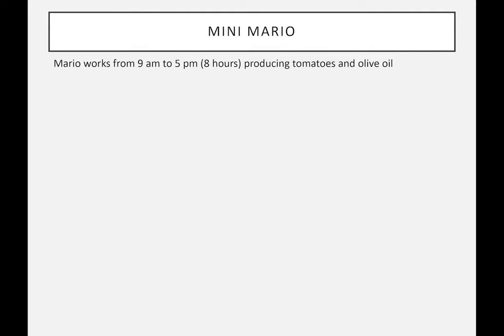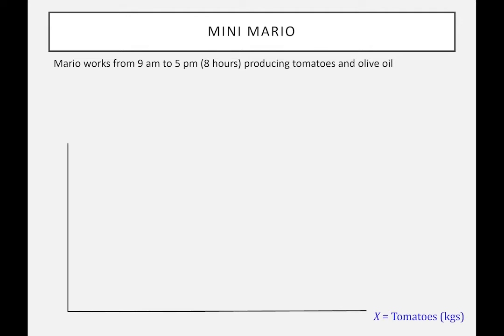So we've got Mario works from 9 o'clock to 5 o'clock, and he can produce either tomatoes and olives. Now, I'm assuming on the farm there's other people in the family, and they may produce other things, but I'm going to keep it simple like Occam's razor, and I've only got Mario, and he's only producing tomatoes and olive oil. So I got our first graph here with the axes. Put X on the horizontal axis, that's going to be the tomatoes he produces measured in kilograms. And on the vertical axis, I've got the letter Y, which represents the olive oil he produces measured in liters.